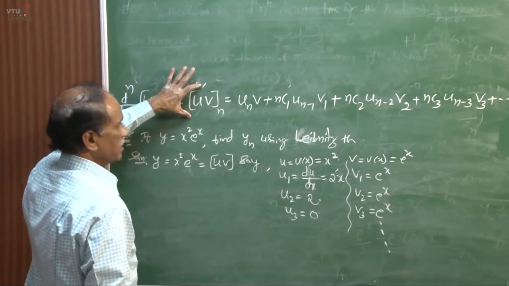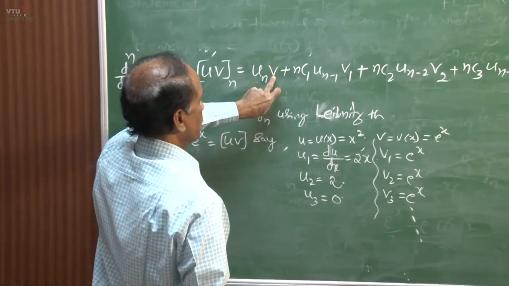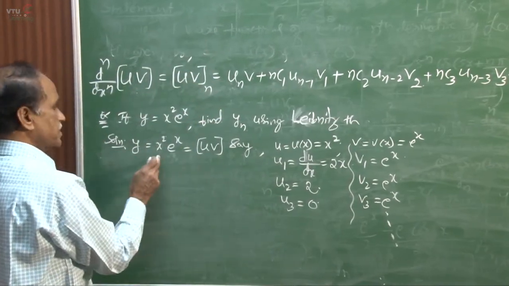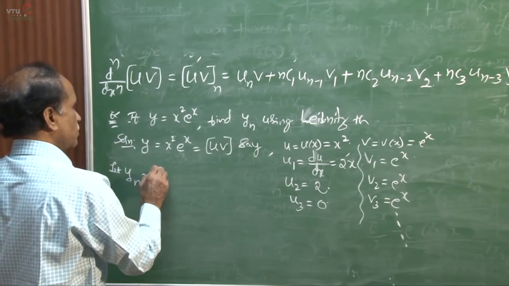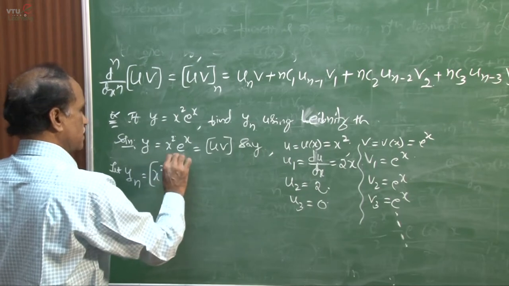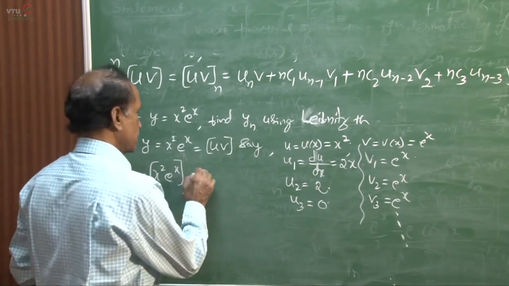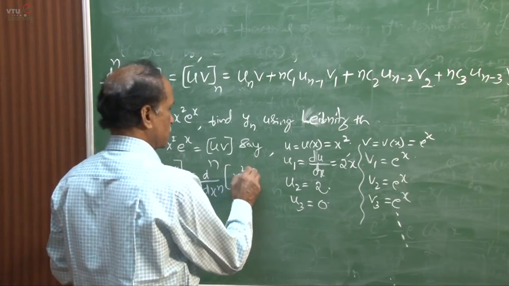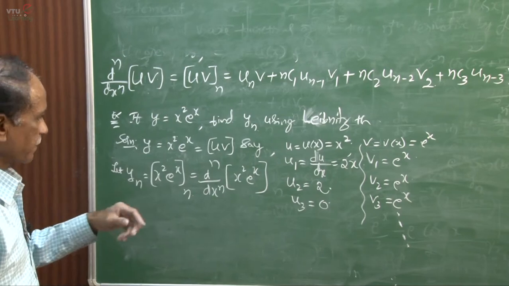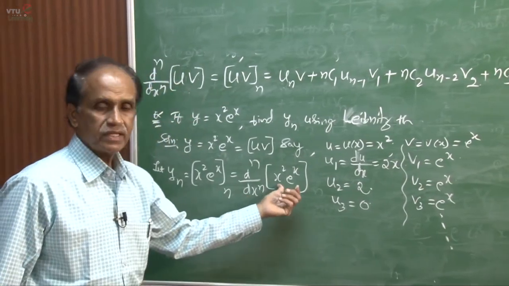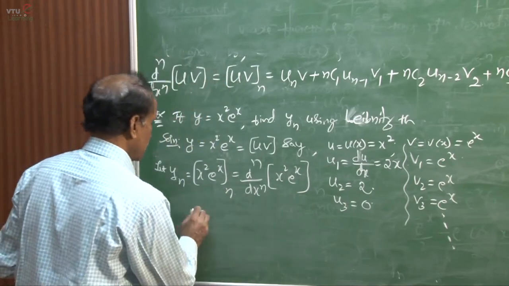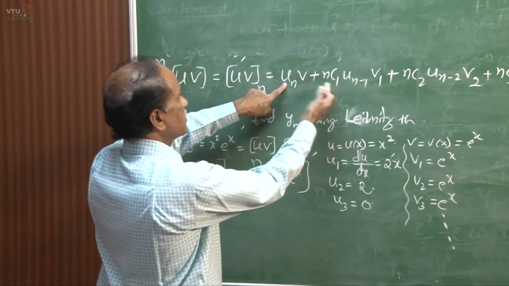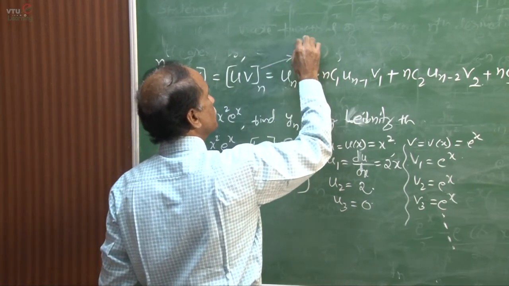Here I will choose this theorem application. What is un, what is v, what is nC1, and what is un minus 1, like that. So the first term, according to Leibniz theorem, let yn equal to x square e to the power x, with n at the bottom, nothing but d^n divided by dx^n operating on x square into e to the power x. This is a product, that means one term is u and another term is v. Okay. So now I will write according to this symbol, that is un. Instead of writing like this, this can also be written v into un.